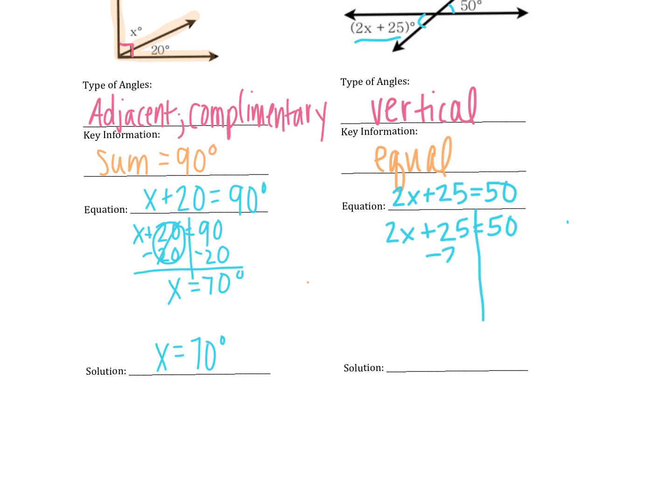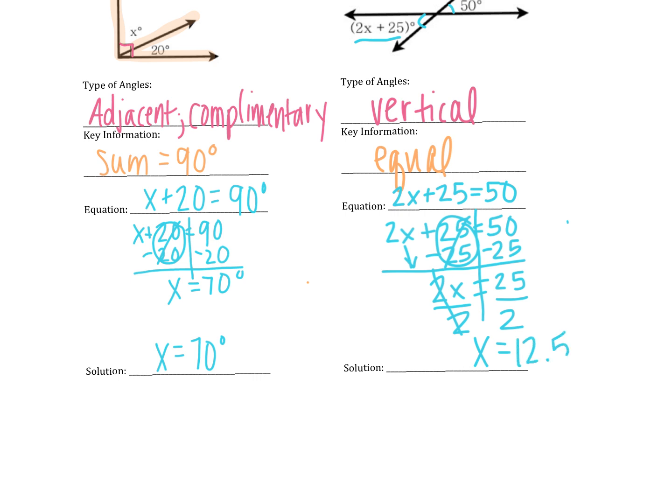So I subtract 25 from both sides, and 50 minus 25 is 25. 25 minus 25 equals 0. That leaves just 2x equals 25. And now because it's 2 times x, we're dividing. The opposite of multiplying is dividing. 2x divided by 2 is just x. 25 divided by 2 is 12.5.